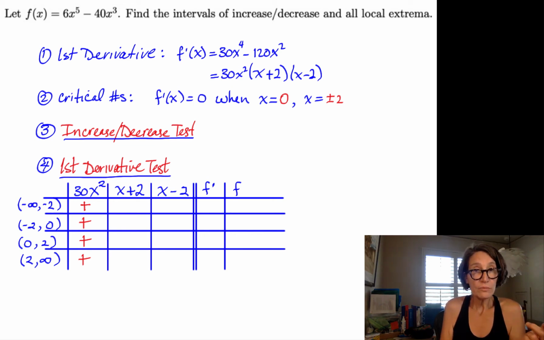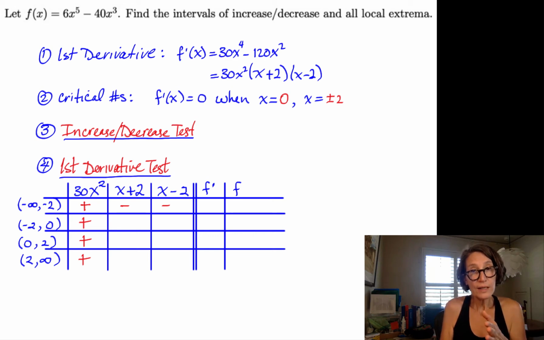All we have to do is pick one number in that interval, like negative 3, plug it into the factor x plus 2, and we get negative 3 plus 2, which is a negative number. So that means that it's going to be negative on that entire interval. And then do the same thing for x minus 2. If I plug negative 3 into that, it's still going to be a negative number, so that one's going to be negative on that entire interval as well.